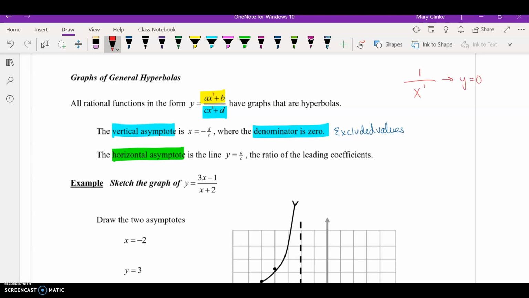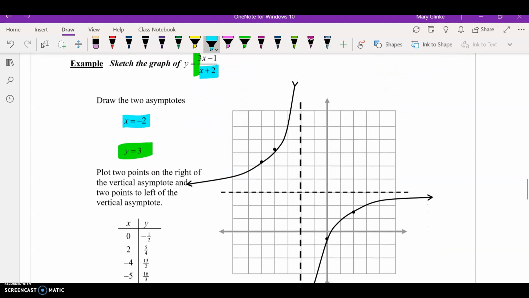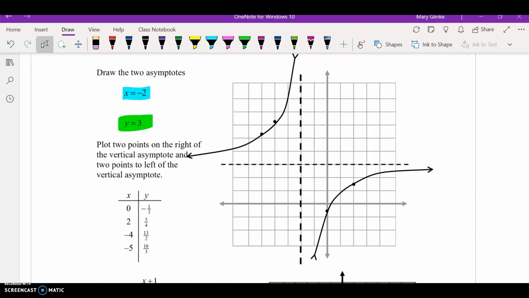But when you have linear divided by a linear, your asymptote is going to be the ratio of A to C, the leading coefficients for your linear terms. So y equals A over C. So our example here, it would be y equals 3 over 1, and that would be y equals 3. Your vertical asymptote would come from the denominator set equal to 0, and then you would graph those asymptotes and then go ahead and plot all of your points and then go from there.